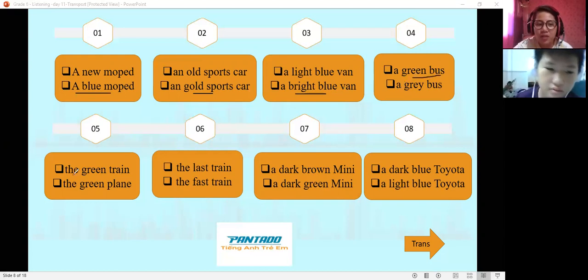How about number 5, the green train or the green plane? Green plane. Okay, how about number 6, the last train or the fast train? The last train. How about number 7, a dark brown Mini or a dark green Mini? Dark green Mini.